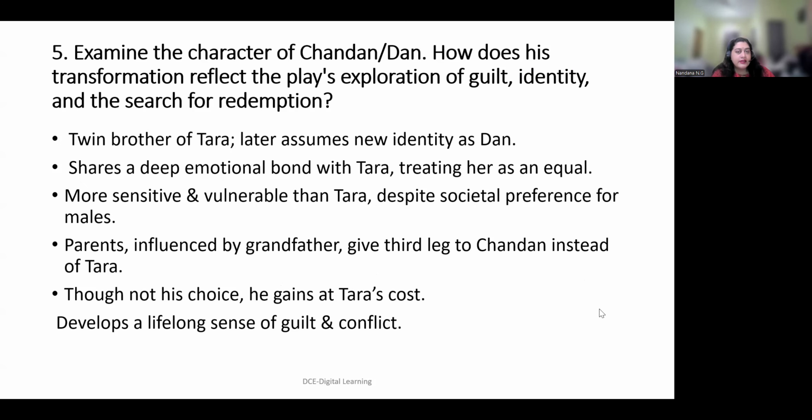The fifth question: examine the character of Chandan, Dan. How does this transformation reflect the play's exploration of guilt, identity, and the search for redemption? Chandan is the twin brother of Tara, who later assumes a new identity as Dan. He shares a deep emotional bond with Tara, treating her as an equal, more sensitive and vulnerable than Tara, despite societal preference for males. His parents, influenced by the grandfather, give the third leg to Chandan instead of Tara. Though not his choice, he gains at Tara's cost, and he develops a lifelong sense of guilt and conflict.